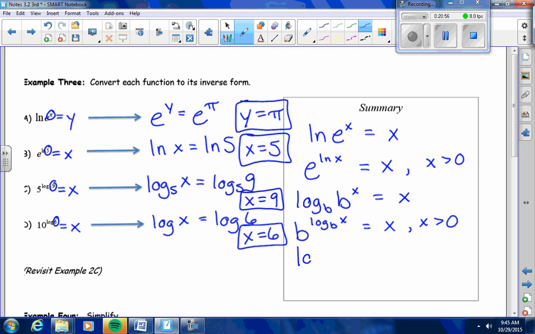The next one, log base b of 1. B to what power will give you 1 every single time? 0. Log base b of b. B to what power will give you b every time? 1.